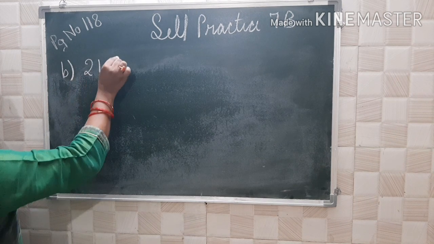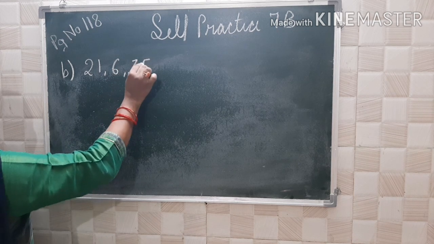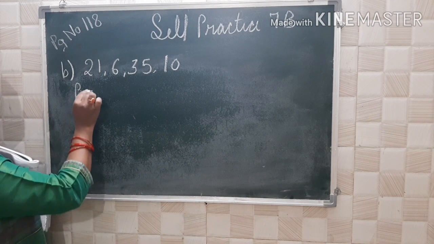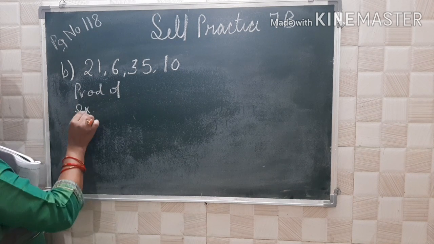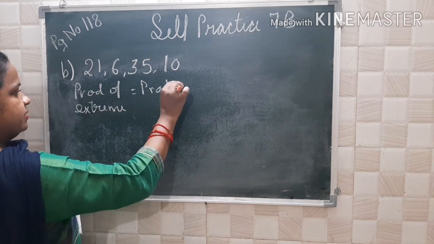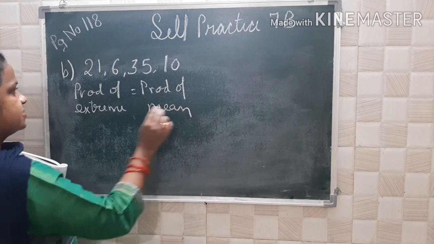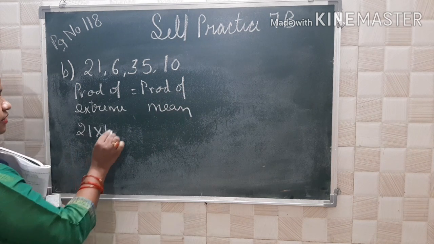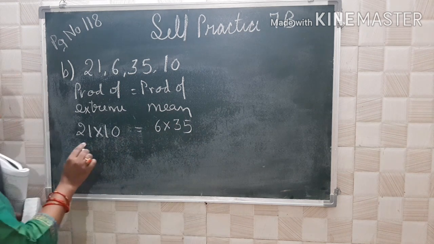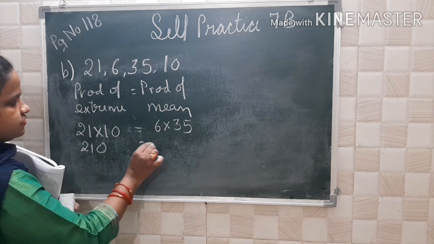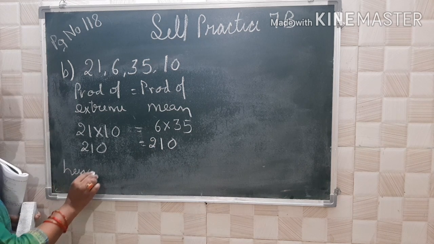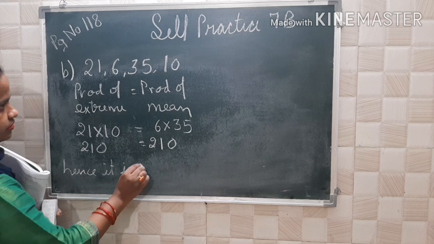21, 6, 35, 10. So what you have to do? Product of extreme is equal to product of mean. What is product of extreme? 21 into 10, and product of mean is 6 into 35. So you will get 210, and 6 5s are 30, 6 3s are 18, 19, 20, 21. So hence it is in proportion.